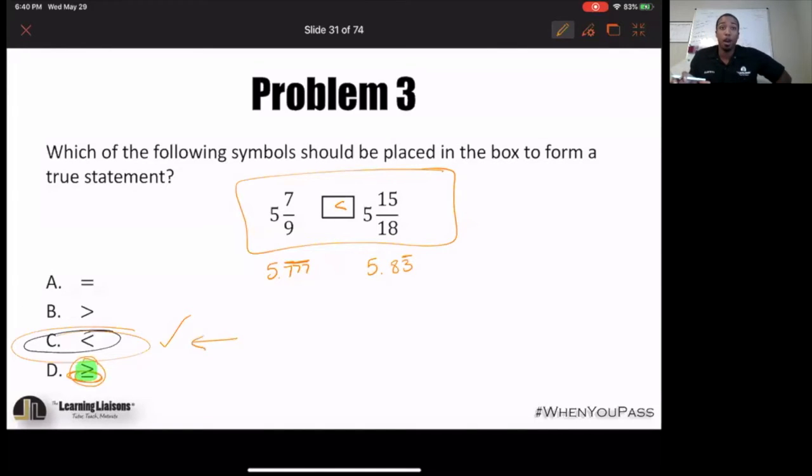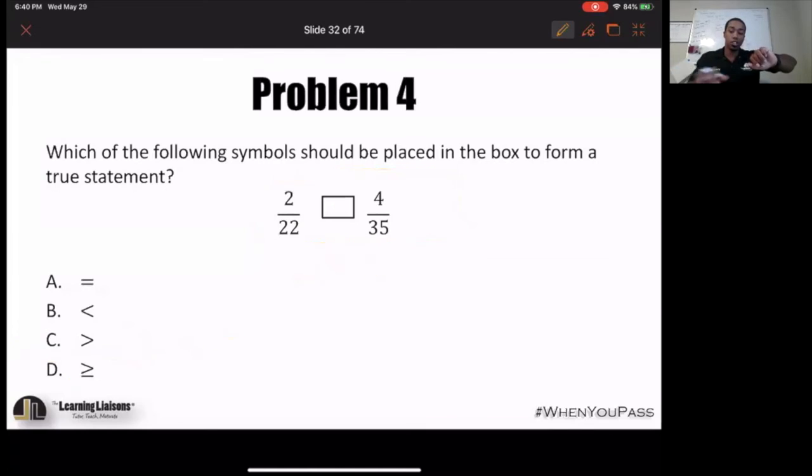Next question, problem number 4. I believe this is the last one in the set. So here we go. Yep, it's the last one in the set. My goal is for everyone to get this right in less than 20 seconds. Ready, set, go.